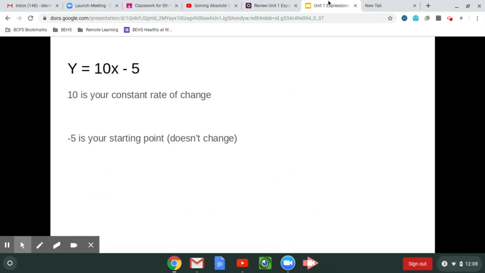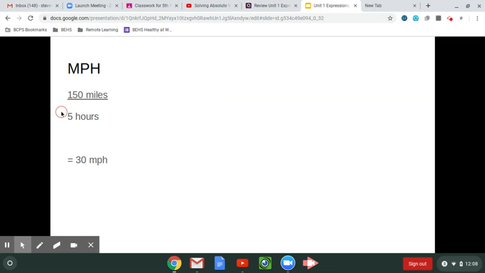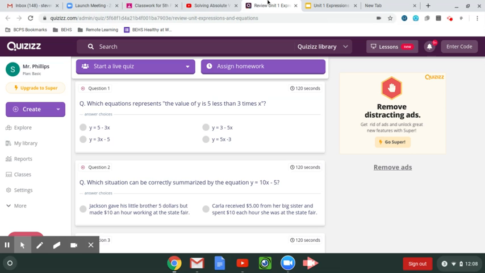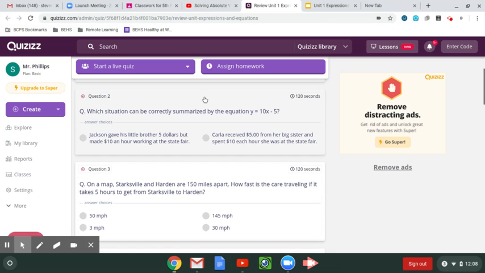If I was just explaining this to you guys, I would want to help right here. Verbal translations: 5 less than 3 times x, that's 3x minus 5. Y is. The only difference is you put y equals. I'm going to go to the next review question.